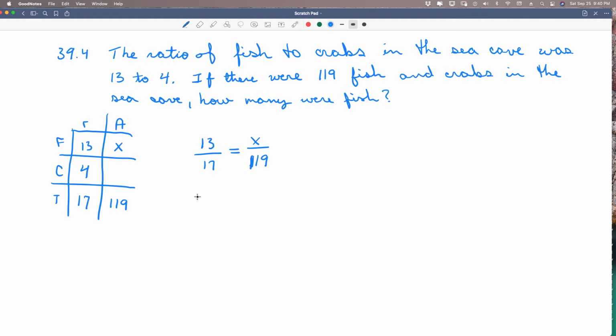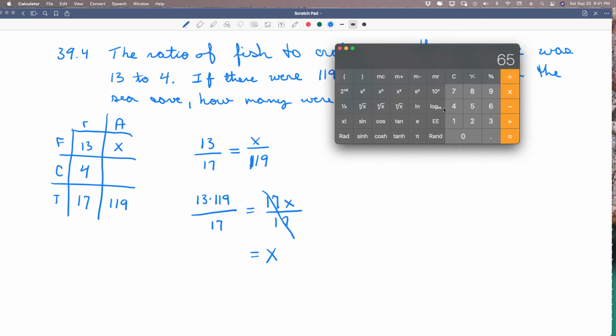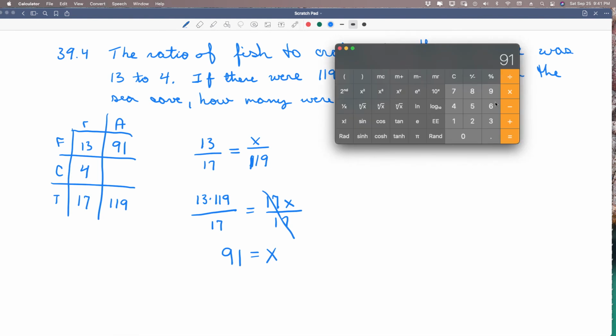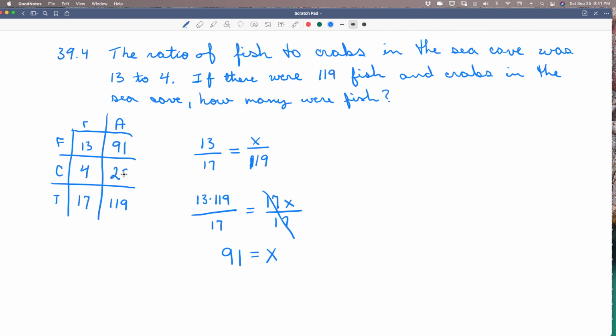All right, and now we're going to do the same thing we did before. 13 times 119 divided by 17 equals 17 times X divided by 17. Right, so this cancels. So X is equal to, let's pull up our calculator, 13 times 119 divided by 17 equals 91. So there are 91 fish. And now we can find out how many crabs there were. I pull my calculator again. I could say 119 minus 91. There's 28 crabs. So I can fill that information in too, just in case I want it.